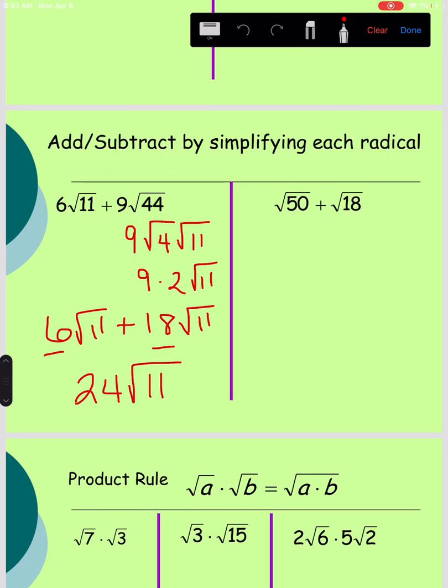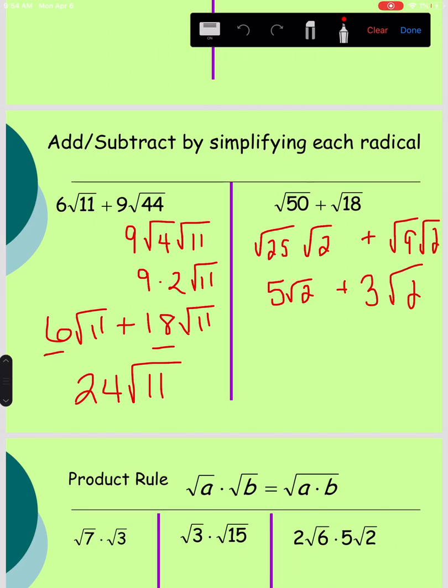All right, next up, the square root of 50 plus the square root of 18. So 50 and 18 are obviously not the same number, so we'll break it up and say the square root of 50 is the square root of 25 times the square root of 2, which is 5 radical 2. Plus the square root of 18 we'll say is the square root of 9 times the square root of 2, which is 3 radical 2. And now the number underneath the radical is the same, so we can combine 5 and 3 to get us 8 radical 2.